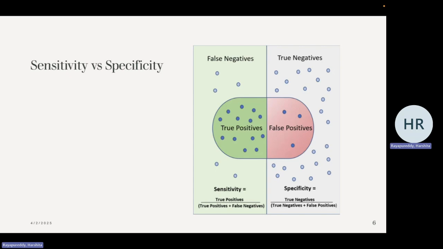Just to look at comparing sensitivity and specificity: in the case of sensitivity, we're trying to identify the true positives, and in the case of specificity, we're trying to identify the false positives.